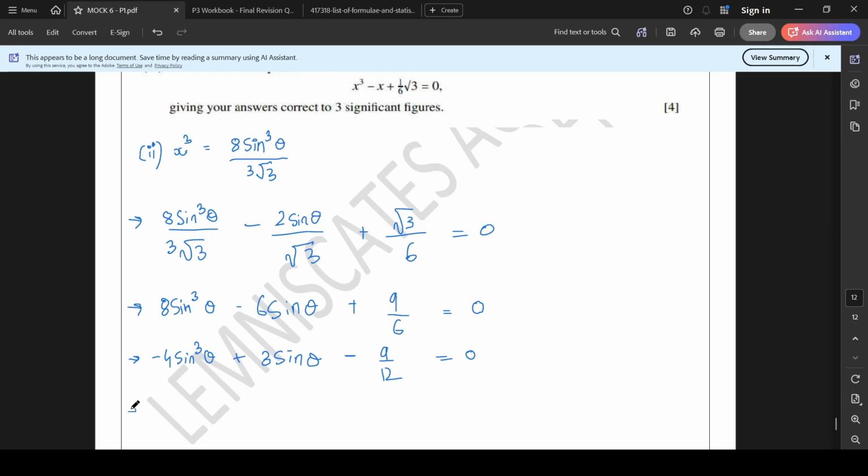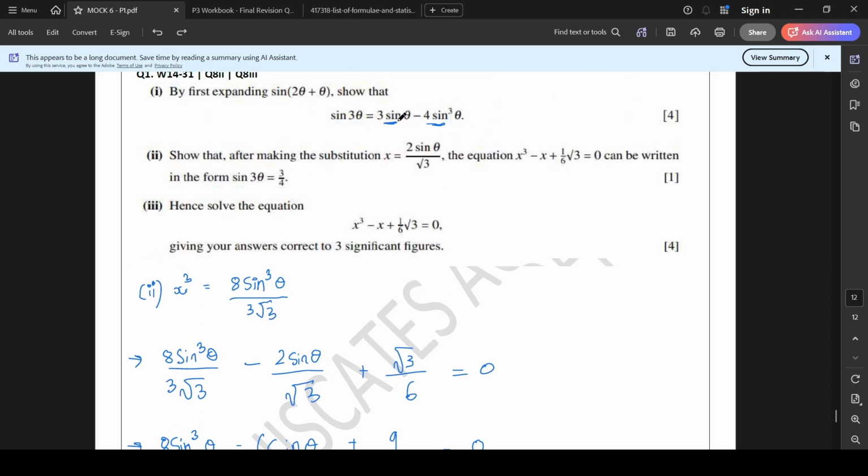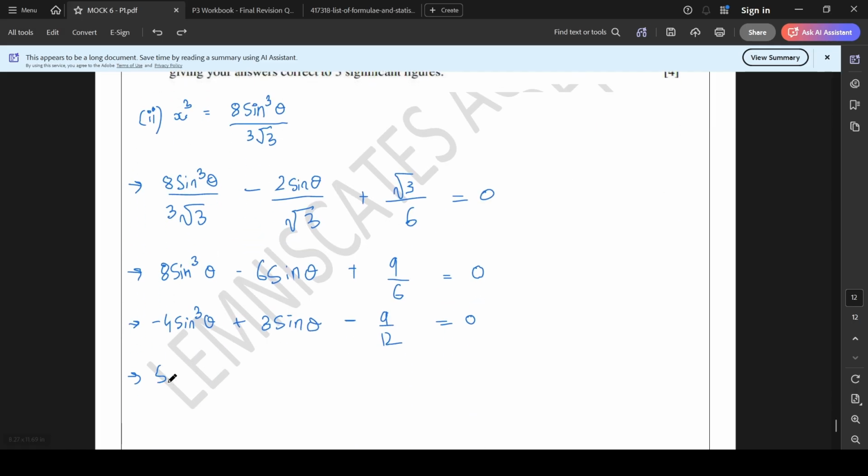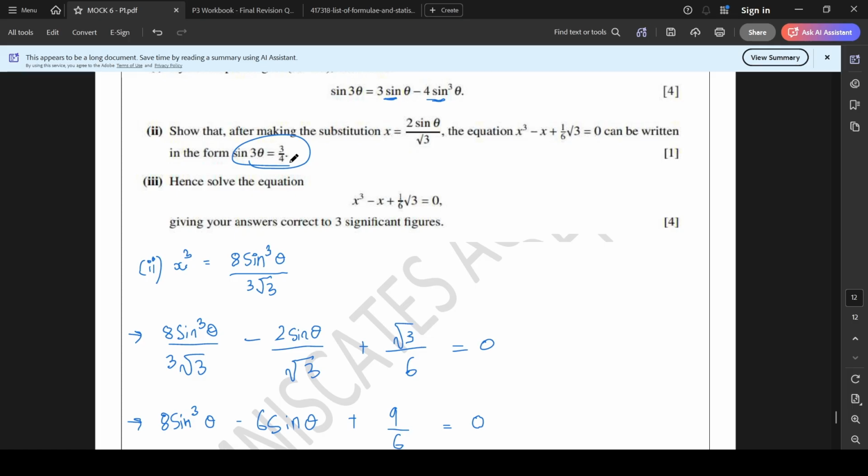Now I can clearly see that on the left hand side, it is 3 sine theta minus 4 sine cube theta as I wanted. So that is my sine 3 theta. And this is equal to 9 by 12. So 3 3s are 9, 3 4s are 12. So it is equal to 3 by 4. And this is what we have proven.